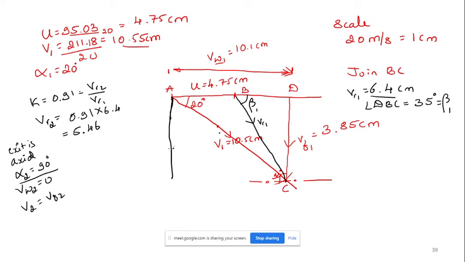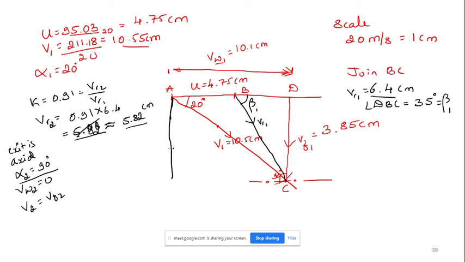Now don't use your scale here, because the scale will always become wrong. Use your compass and measure 5.46 centimeter. Sir, please change that value, it is 5.82. Okay, 5.82. Use your compass and measure 5.8 centimeter.